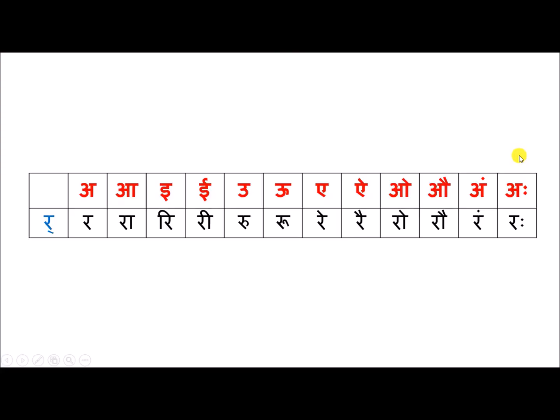Alright. So those are the sounds of r. To recap, it is r plus a equal to r, r plus a equal to ra, r plus e equal to re, r plus e equal to re, r plus u equal to ru, r plus u equal to ru, r plus a equal to re, r plus I equal to rai, r plus o equal to ro, r plus au equal to rau, r plus dot equal to rum, and r plus aha equal to raha. Alright, so those sounds are of r.